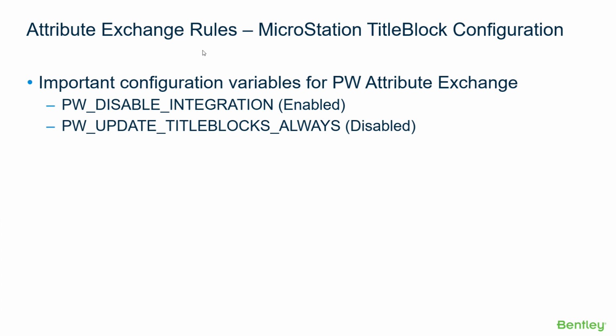PWUpdateTitleBlocksAlways is used to restore an old behavior of title block update, which would occur each time the active model is changed. The new behavior is to remember which models and which files have had tags updated. Tags in previous updated models are not updated again unless new tags are placed or title block update now command is executed. Leaving this variable undefined speeds up performance by only updating tags once per session. Enable this variable if the user wants title block tags to update each time user activates a model.